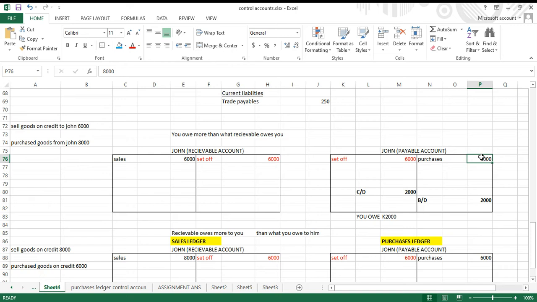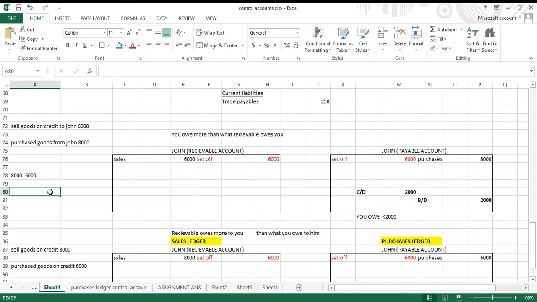So here, what we can basically do is subtract 6,000 from 8,000. 8,000 minus 6,000, we get 2,000. So basically, we have to pay John only 2,000. He does not have to pay us 6,000, then we pay him 8,000. That won't be necessary. We just have to pay John 2,000.